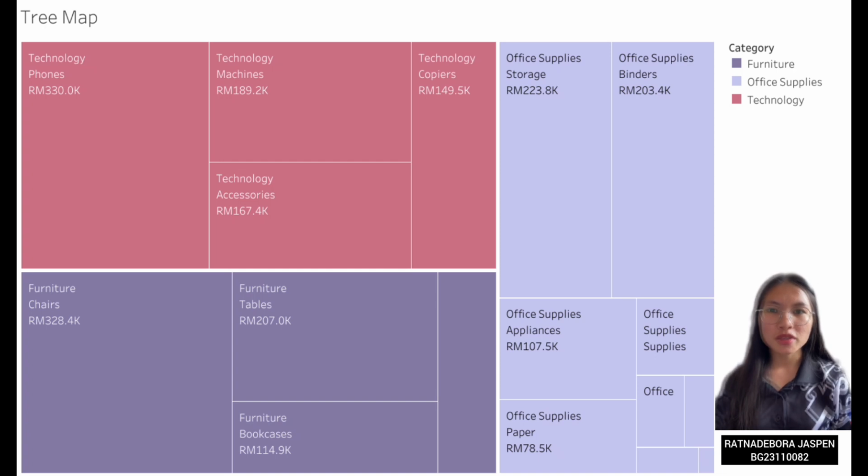Furthermore, the size of the rectangles in the tree map indicates the size of sales earned by each category. For example, in technology, phone has the largest rectangle with the highest sales, which is 330,000, while in office supplies, paper is the smallest rectangle with the lowest sales, which is only 78.5 thousand. In summary, a tree map visualizes sales hierarchically with rectangle size by revenue.